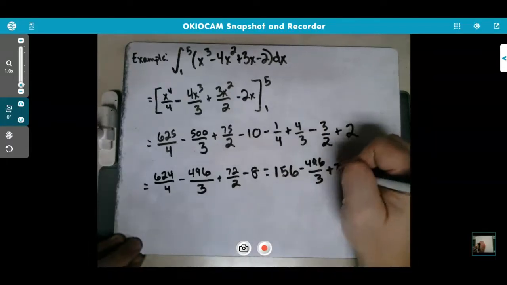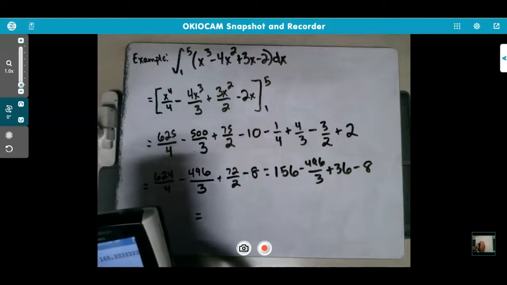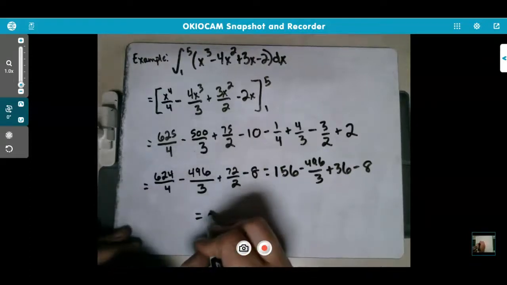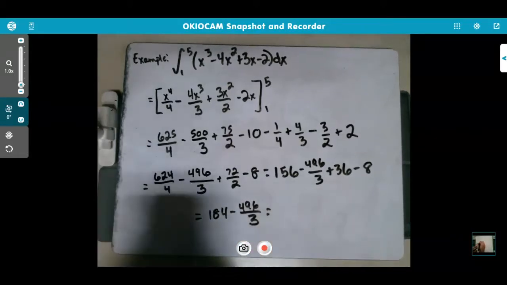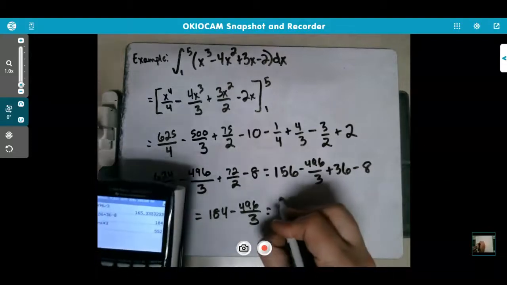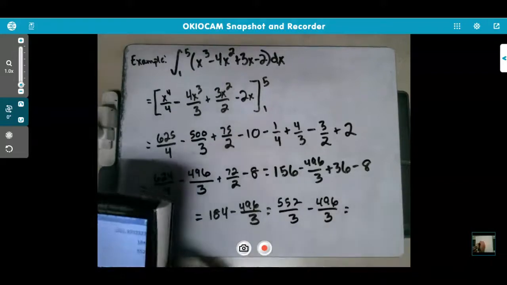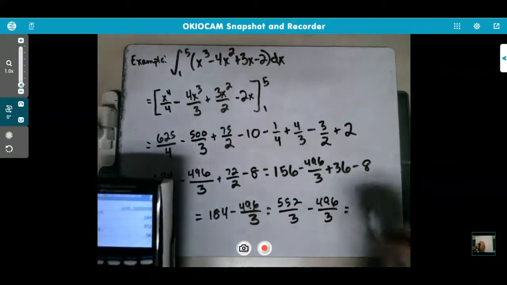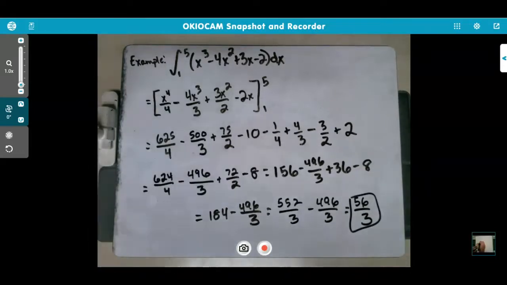72 over 2, though, is 36 minus 8. 156 plus 36 minus 8 is 184. So 184 minus 496 over 3. I need a common denominator, which would be 3. So 552 over 3 minus 496 over 3. Subtract those, and you get 56 over 3. So after all that, 56 over 3. Again, the key thing here is just to take the antiderivative, plug in my top bound, plug in my bottom bound, subtract them.